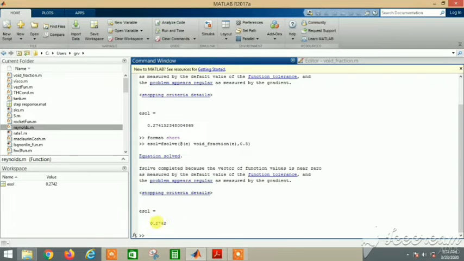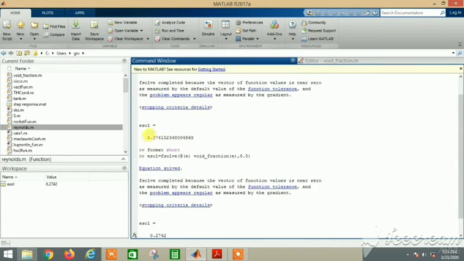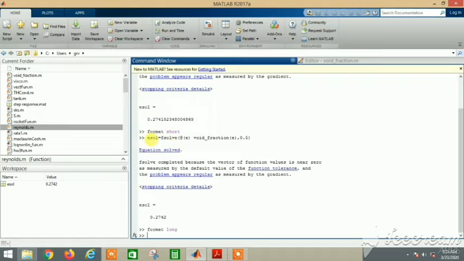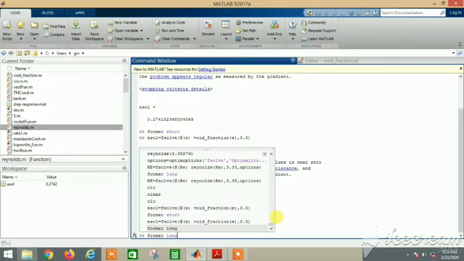0.2742. To get a more accurate answer up to more decimal places, I will take format long, and that will give me this big answer. So I've solved for e, so my void fraction is 0.2742, or 0.274152 and so on. So 0.5 I have taken.